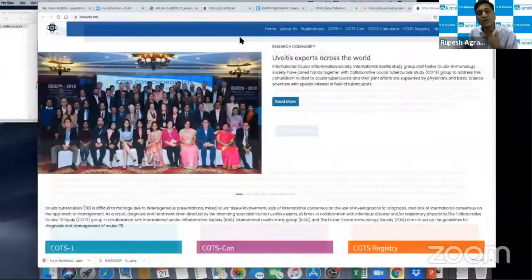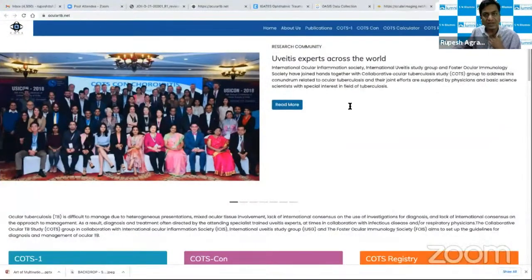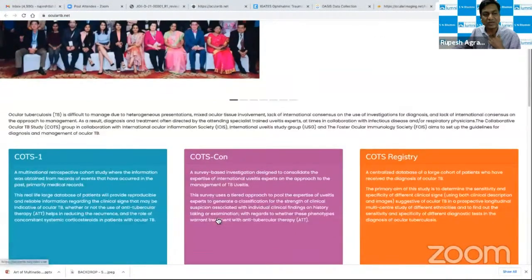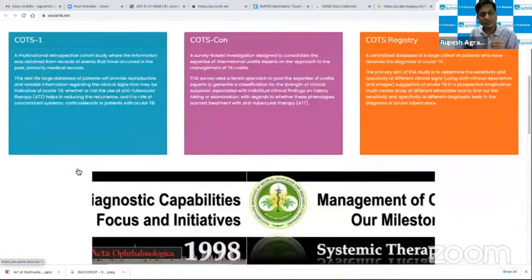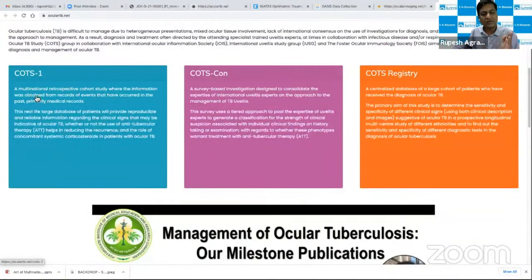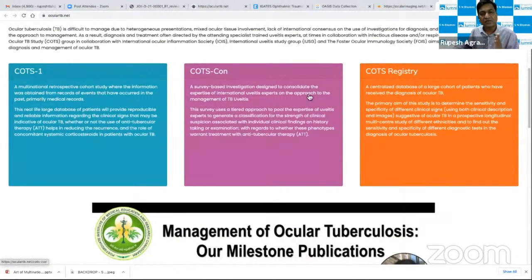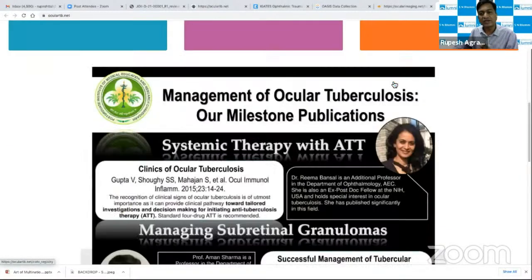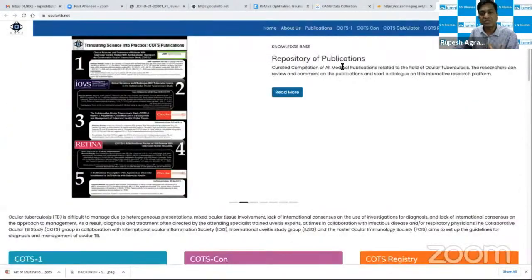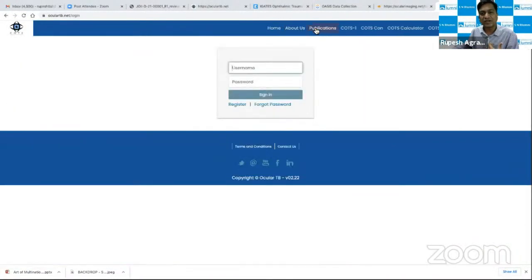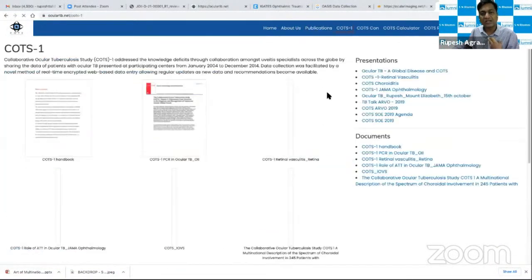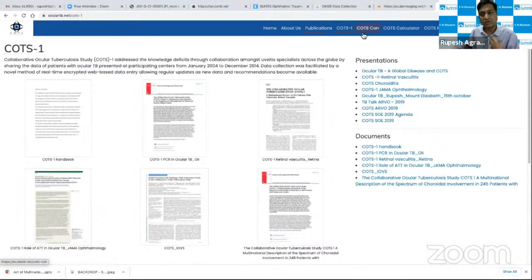So this is about the collaborative ocular tuberculosis study. As you can see, this is where we have different phases of the collaborative ocular tuberculosis study, where it started with a retrospective study, went on to do a consensus guideline, and eventually now we are at a registry stage. But what this registry has done is we managed to get the people together. We managed to get lots of publications, and this is where the COTS one was about.